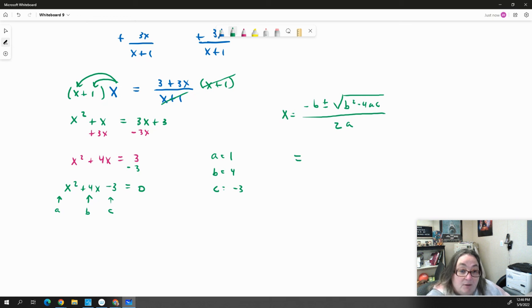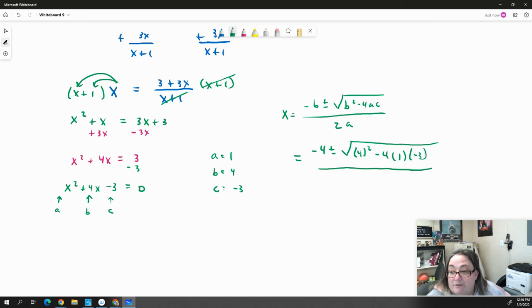We got minus b. Well, minus b would be minus 4 plus or minus the square root of b squared. Well, that is just 4 squared minus 4 times a, which is 1, and c, which is negative 3, all over 2 times a. 2 times a is 2 times 1. And then we just solve that, and it will give us our 2 solutions, right?